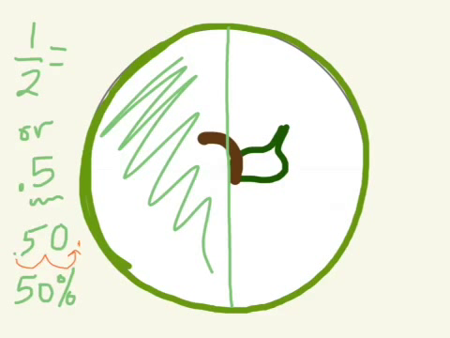Okay, so we had several ways of showing this half of an apple. We had 1/2, which is the same as 5/10, which is the same as 50/100, which is the same as 50%.